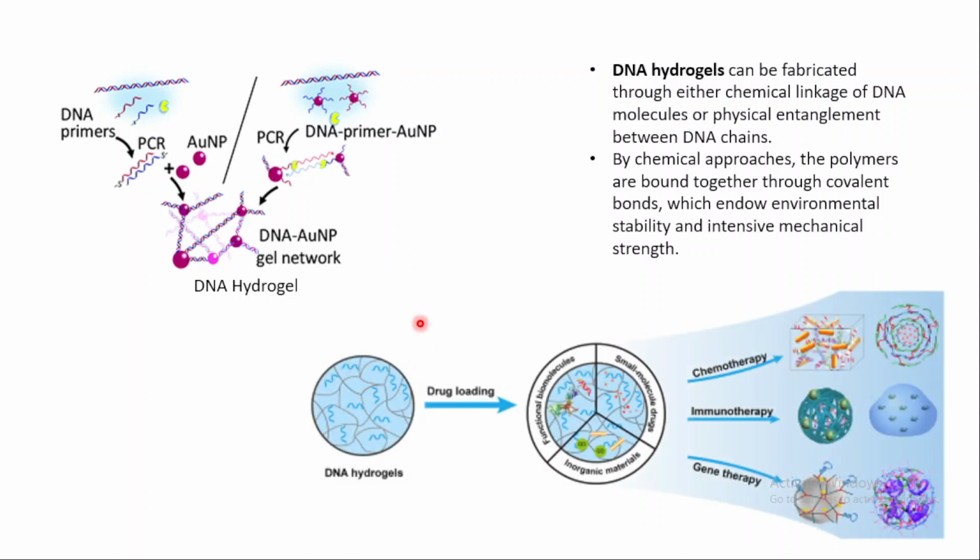So if you see the application of DNA hydrogels, DNA hydrogels can be used for loading drugs onto it. Functional biomolecules, small molecule drugs or inorganic materials can be transferred into the DNA hydrogels, which can then be used for different biomedical applications like chemotherapy. We can add small molecule drugs which can target the cancer cells, and the delivery agent will be the DNA hydrogel. This can take this chemotherapy drug to the cancer cells and kill them.